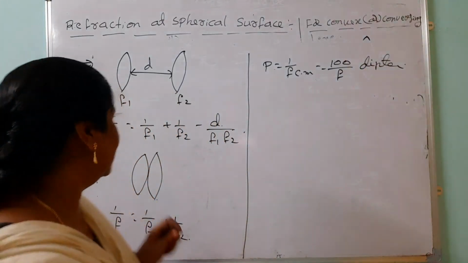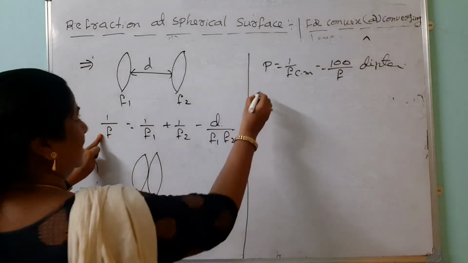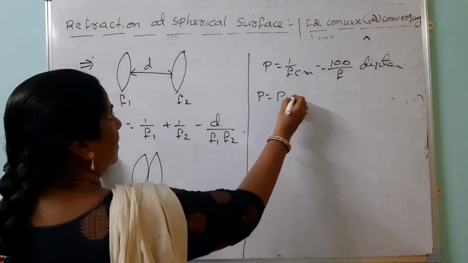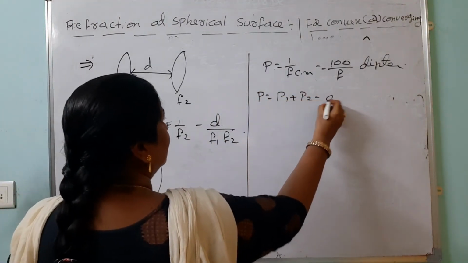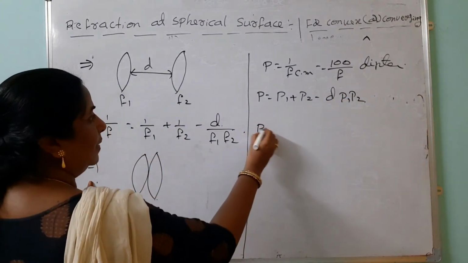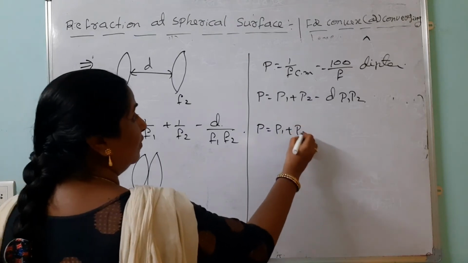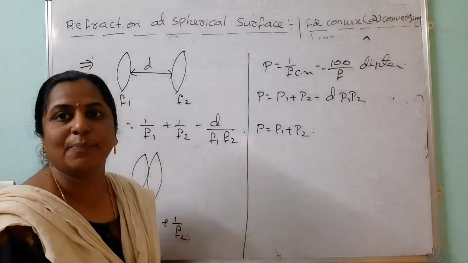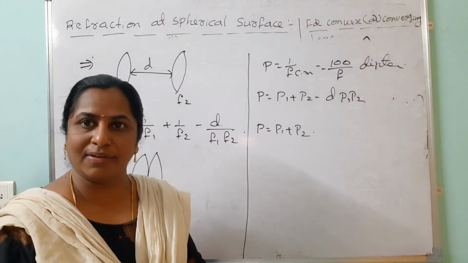or meter inverse. For this, how to write the power expression? P equals P1 plus P2 minus d into P1 P2. For the case with no gap, we can write P equals P1 plus P2. So whenever we know the focal length, the reciprocal of the focal length is nothing but the power.